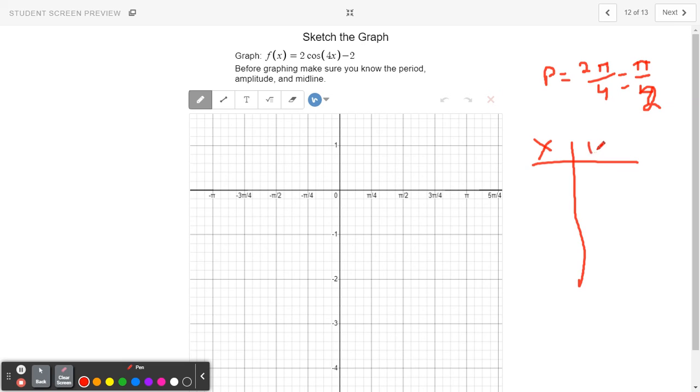at what points do I want to plug in? So let's plug in 0. So cosine of 0 is 1. 1 times 2 is 2. 2 minus 2 is 0. Well, plug in when my period ends, right? So I want to plug in pi halves. 4 times pi halves is 2 pi. So again, cosine of 2 pi is 1. So I'm going to get the same thing there.